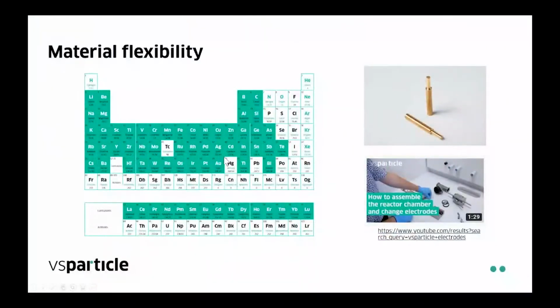As mentioned, all the elements in green can be processed in the system due to the high temperature that we are creating in the plasma. So the system or the process is really material agnostic. It's not depending on the material. It's almost as easy to produce gold nanoparticles as it is to produce titanium nanoparticles.